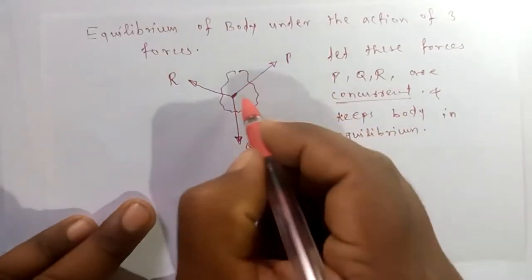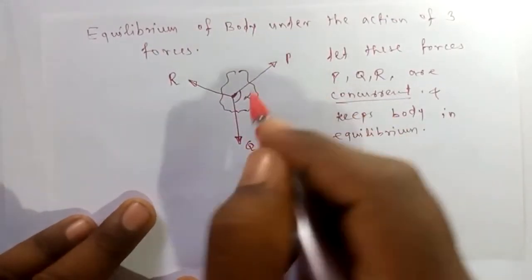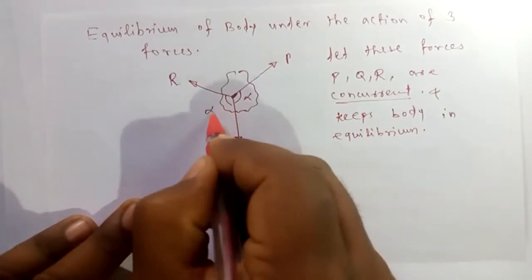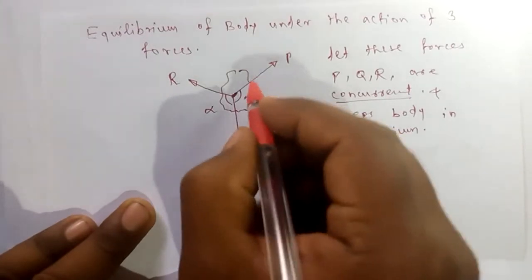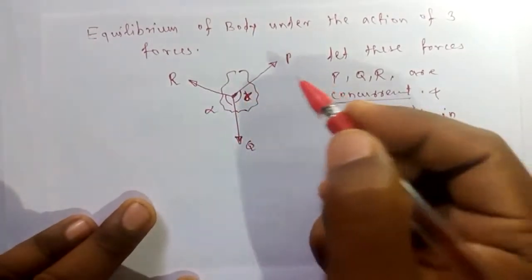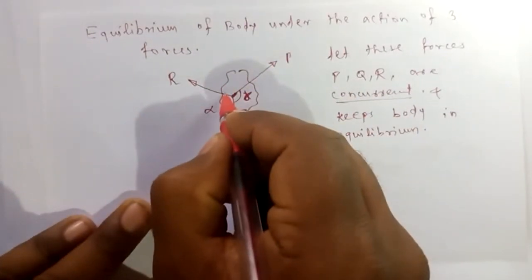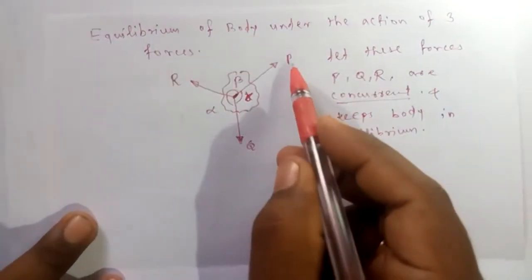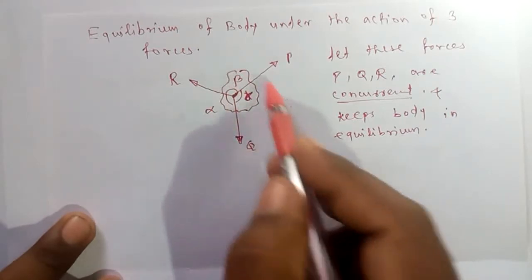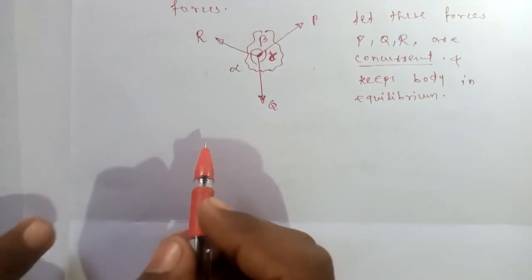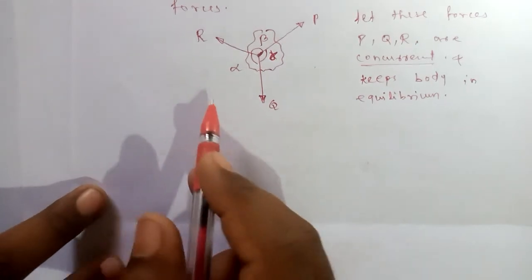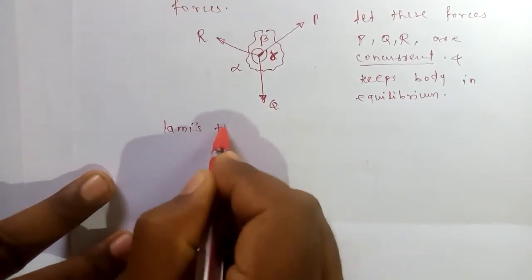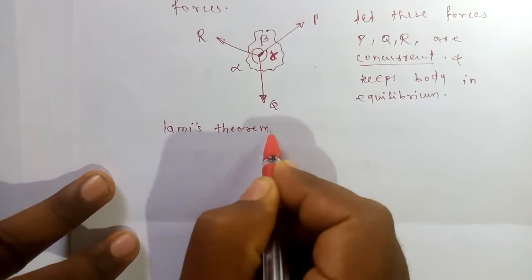Here we are assuming that the angle between force P and Q is alpha. Angle between R and Q is alpha. Angle between P and Q is gamma, and angle between R and P is beta. So these three angles are assumed, and we are also assuming that forces P, Q and R are keeping this body in equilibrium condition. So now we can have a relation between P, Q and R which is given by Lami's theorem.